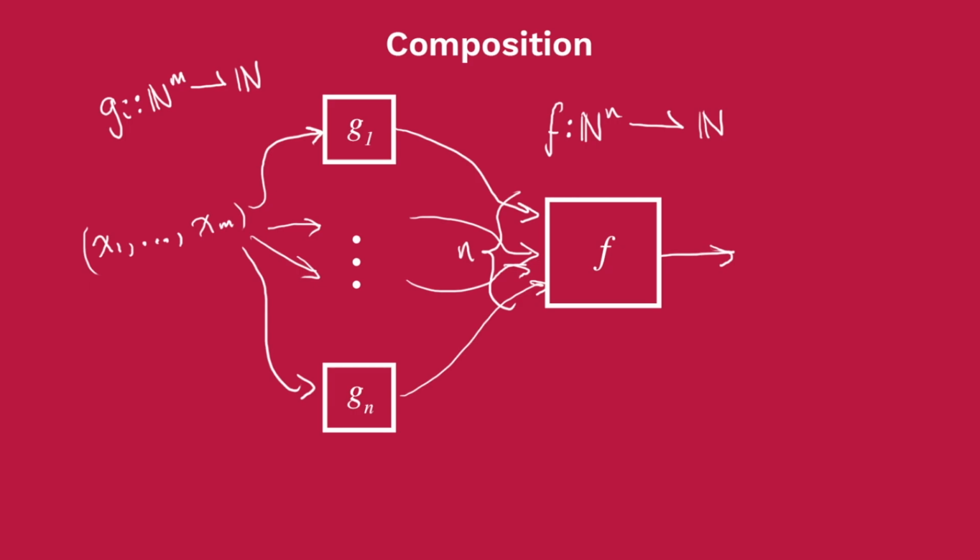And the way we write this out is to say f composed with our g's here, so g1, etc., up to gn. And that's a function from, so what's it doing? It's taking an input of size m and it's giving us a single output. So this is a function from m inputs to a single output.